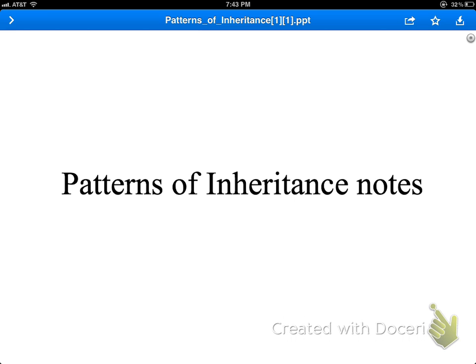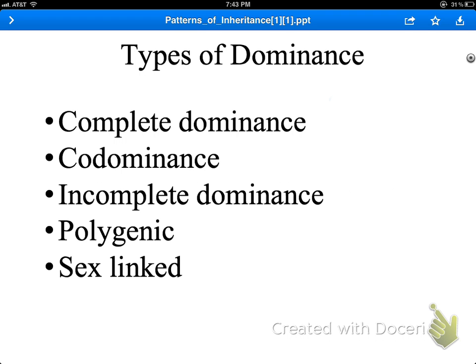We're going to take notes on patterns of inheritance. Remember to fill in your outline notes. You can stop, pause, or rewind at any time.